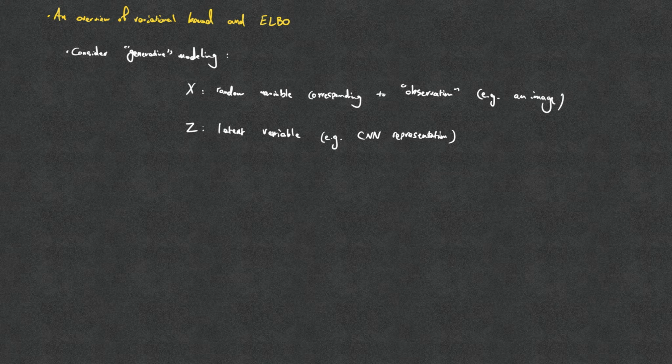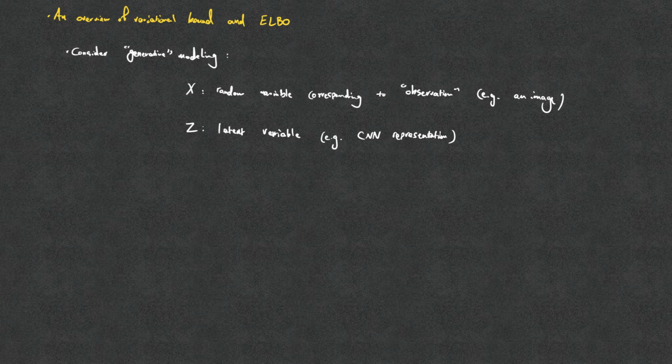So with regards to ELBO, consider the generative modeling concept. You have X, which is a random variable, which corresponds to your observation. For example, X could be the random variable of your image, the tensor of the image, for example. And Z would be a latent variable which is unobserved.